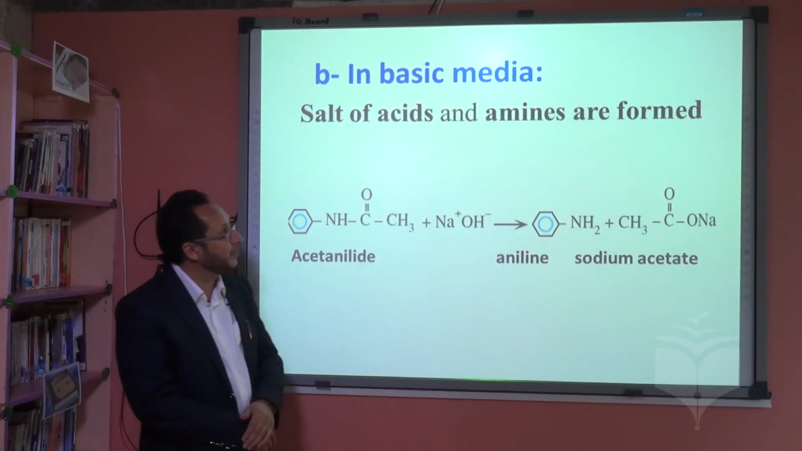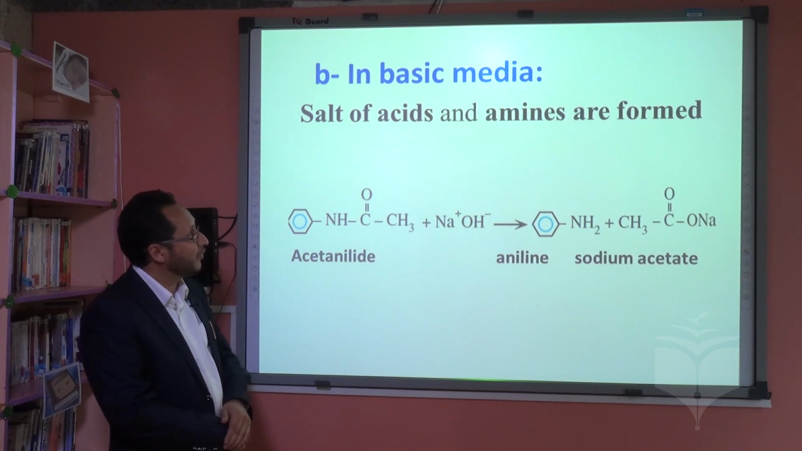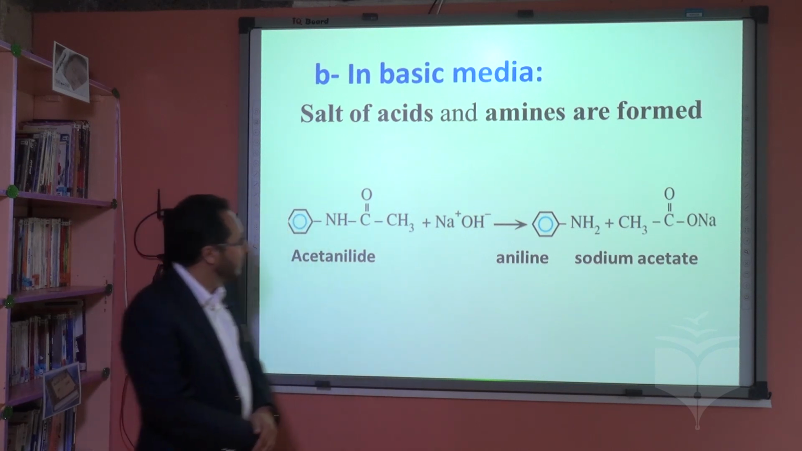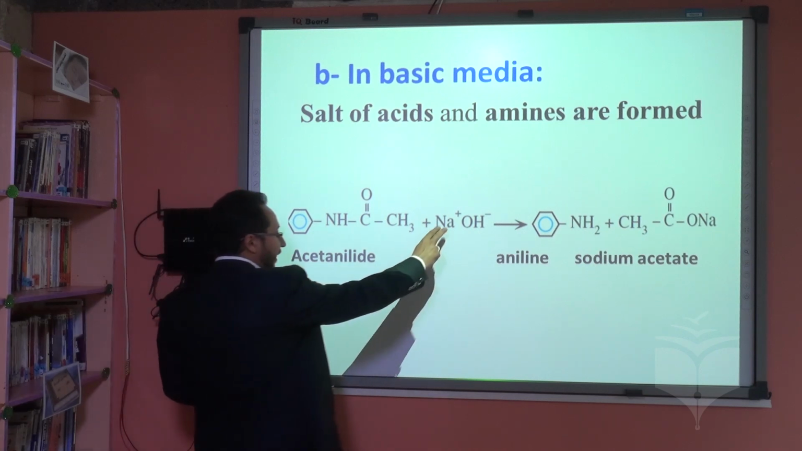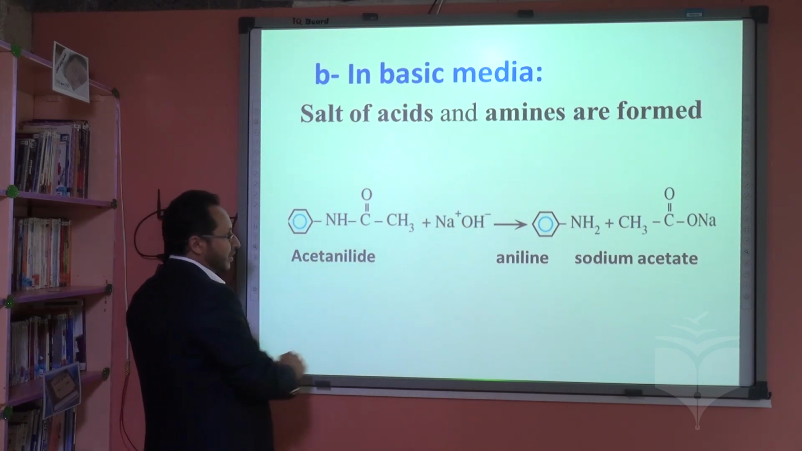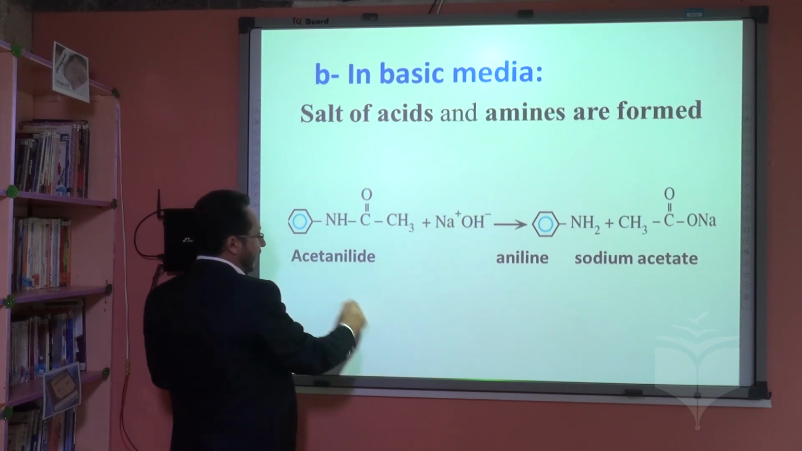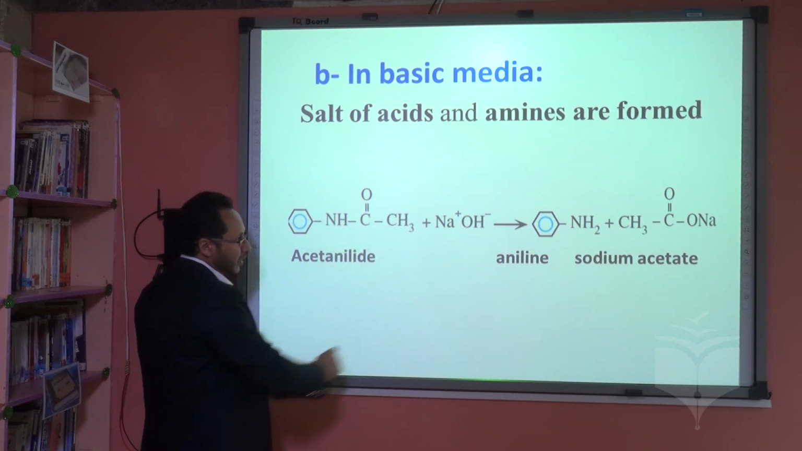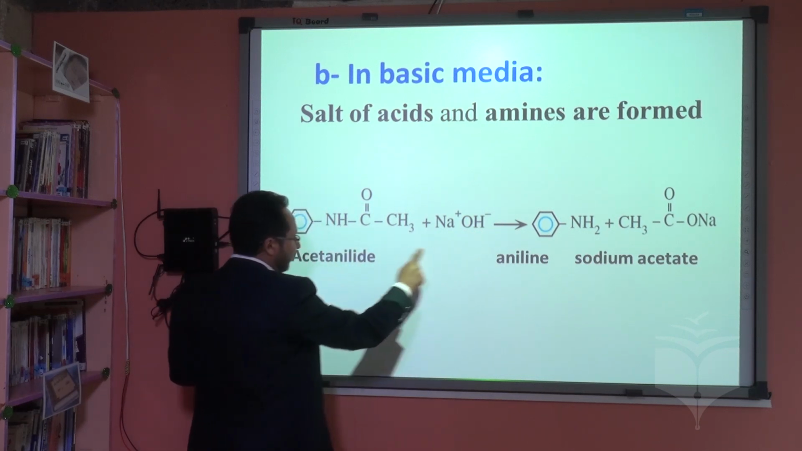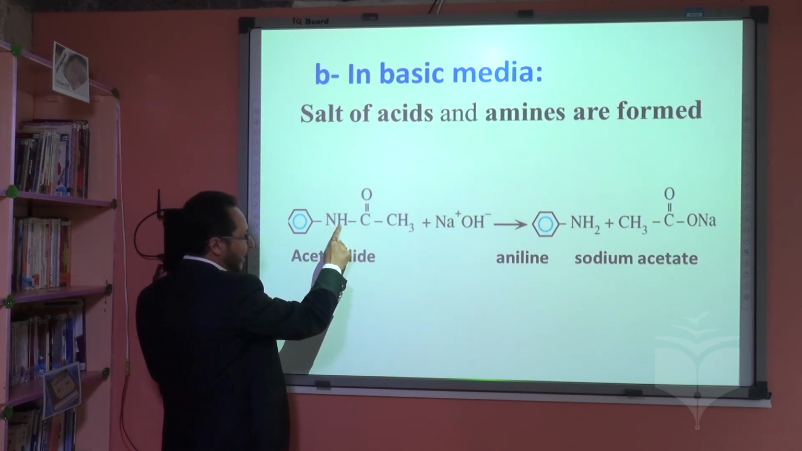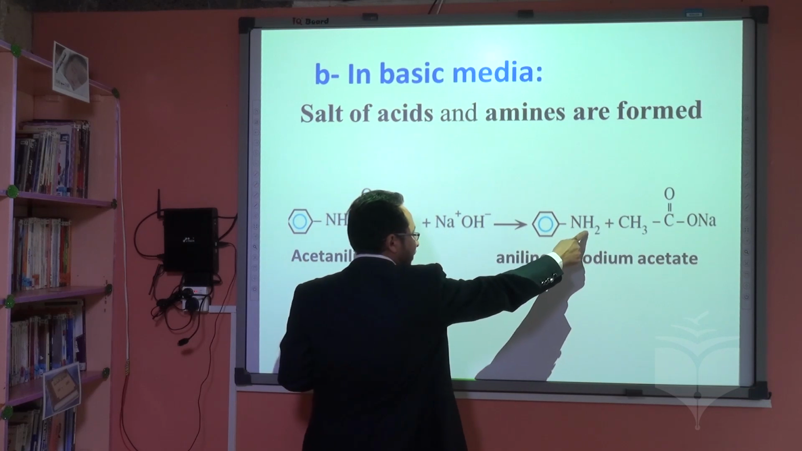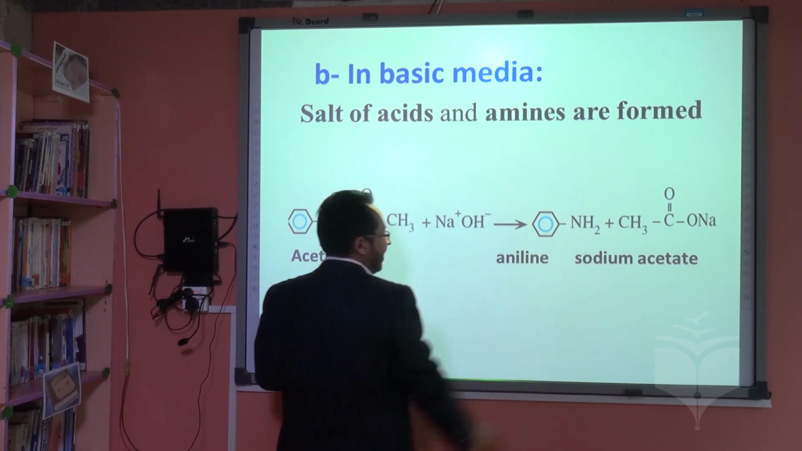In the basic medium, salts of acids and amines or ammonia are formed. The same thing, here we have NaOH, so this is in the basic medium. In the same reaction, you have to break the bond between NH and C double bond O. We have only 1 hydrogen atom, and you have to add it to NH. So in this case, we get NH2, as aniline, which is an amine.